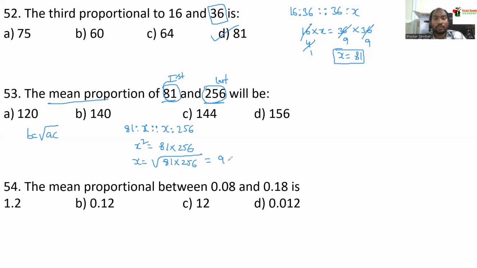Root of 81 is 9 and root of 256 is 16. So 9 into 16 is 144. So the answer is 144. Option C is the correct one.